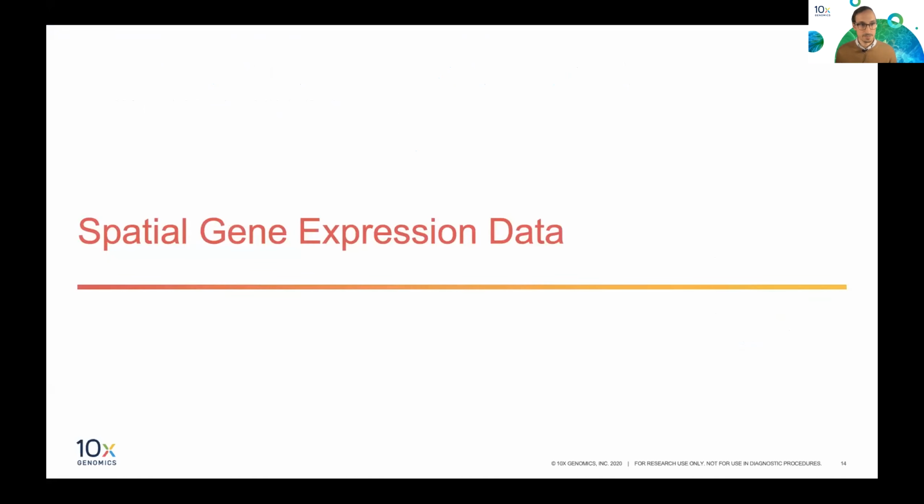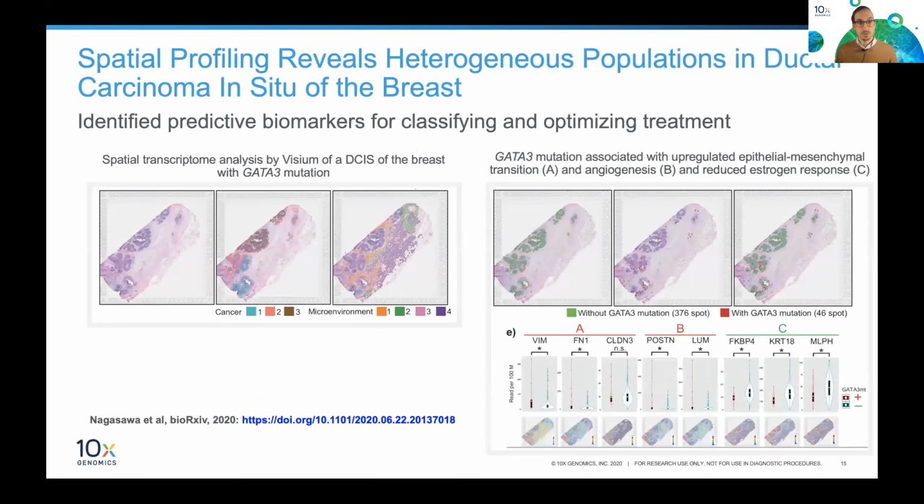And now let's look at some data. So this was done by the University of Tokyo. They were actually able to pick up a mutation in this RNA measurement because the mutation is very close to the 3' end. So this is an interesting application where they looked at the GATA3 mutation and then wanted to see what's the effect of the mutation on the gene expression profile.